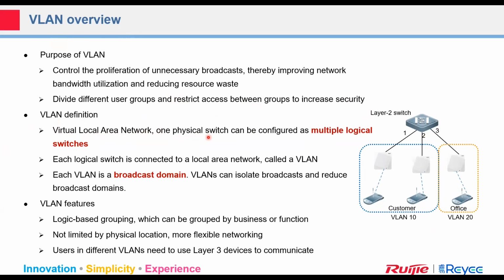So it's one physical switch, one physical interface that you can configure. It looks like one switch, but you can configure multiple logical switches. Each logical switch is connected as a local LAN network, so it's called a VLAN. Each VLAN has its own broadcast domain, and a VLAN can also isolate broadcast and reduce the broadcast domain. This VLAN is a logic-based grouping, which you can group by business or by function.